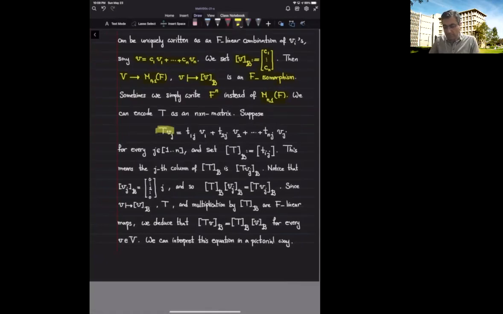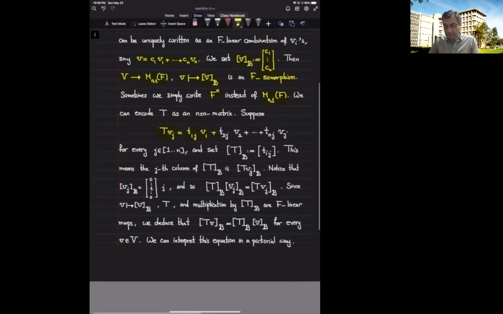So I apply T to v sub j. I'm getting another vector inside the vector space V. That means I can write T applied to v sub j as a linear combination of v sub 1, v sub 2, ..., v sub n. So there are entries, elements of the field F, so that T applied to v sub j is t sub 1j times v sub 1 plus t sub 2j times v sub 2, ..., t sub nj times v sub n.